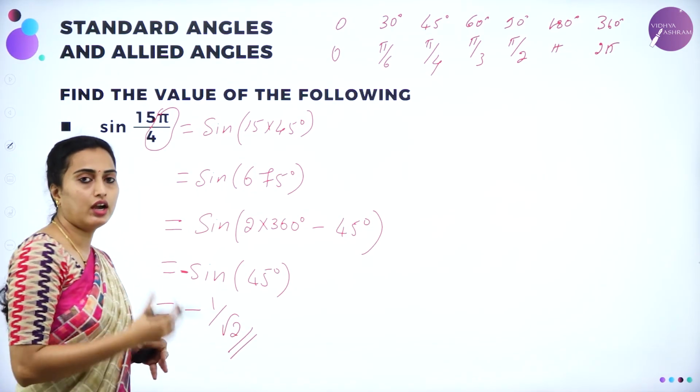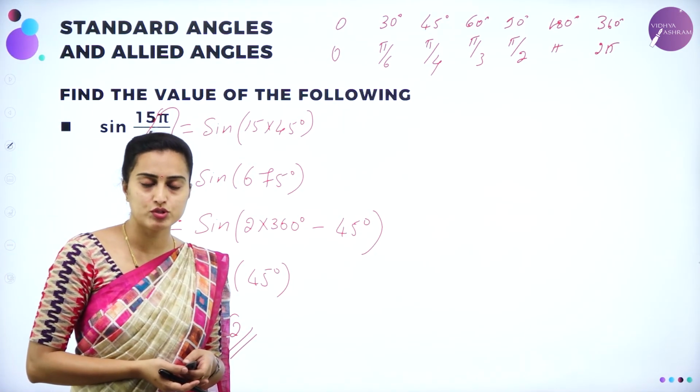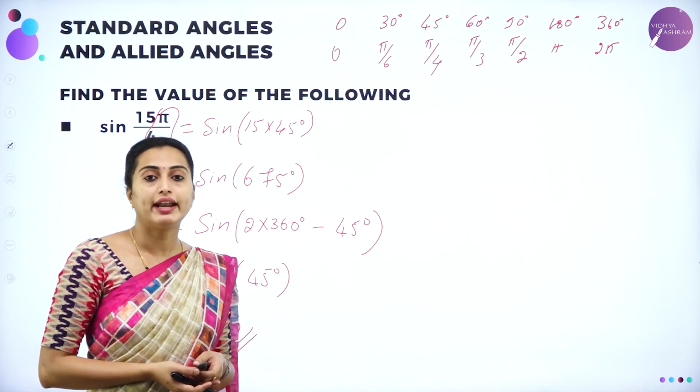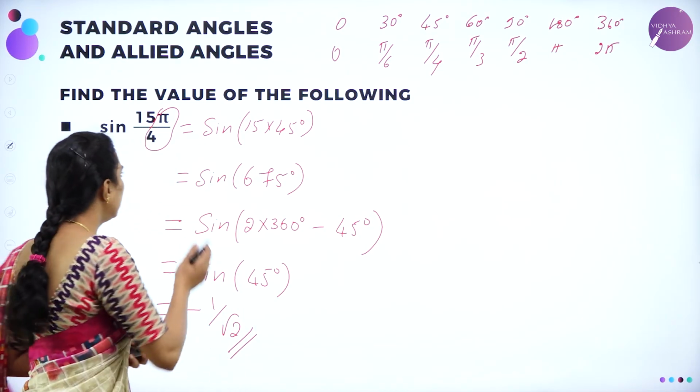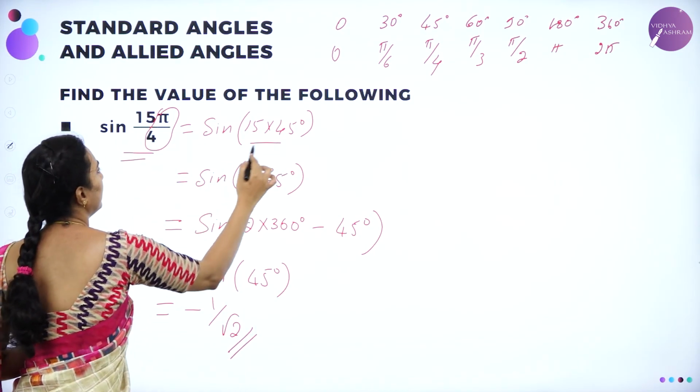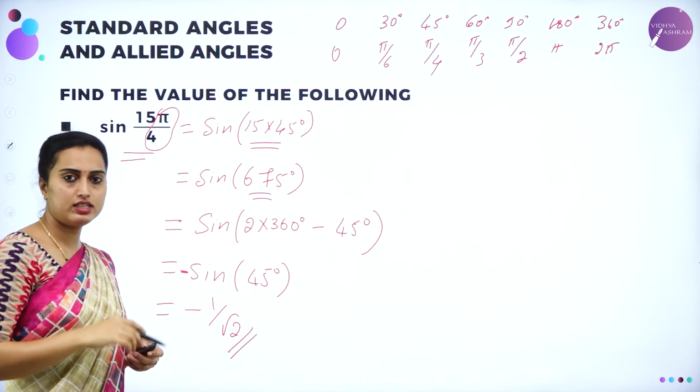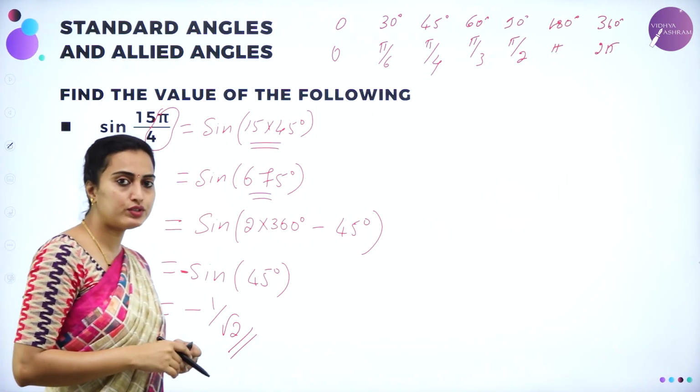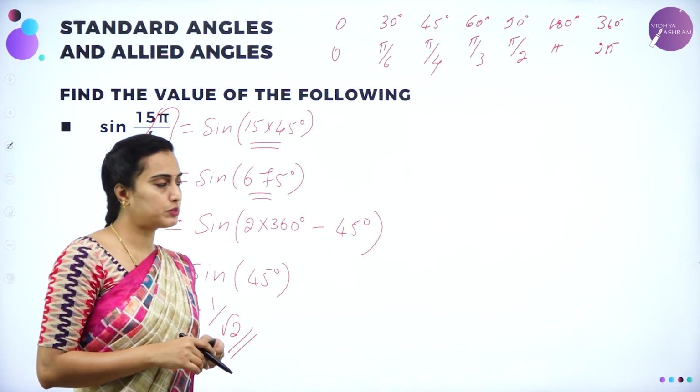That's it, dears. I hope you got how to solve this problem. Convert the radian into degree. This is in terms of radian, we have converted it into degree. That's it, dears, and as usual method we have done. We'll move on to the next problem.